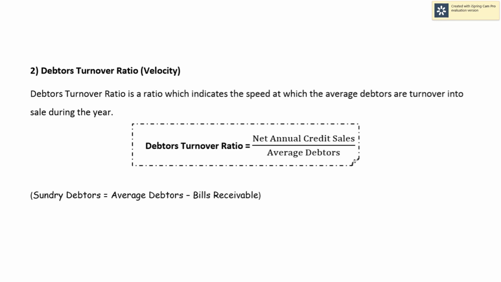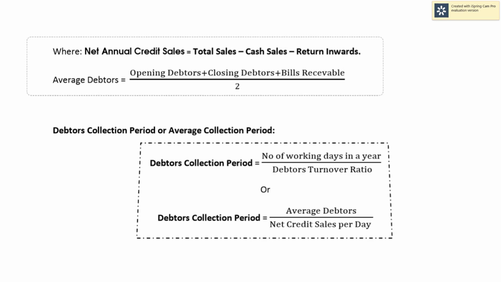Sundry debtors is equal to average debtors minus bills receivable. And the debtors turnover ratio is equal to net annual credit sales divided by average debtors. We have a few more formulas related to that, where net annual credit sale is equal to total sales minus cash sales minus returns inwards. Returns inwards is nothing but sales returns.